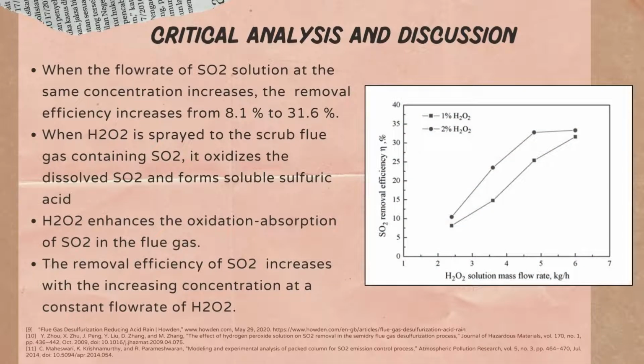From the graph, it can be observed that sulfur dioxide removal efficiency increases with increasing flow rate of hydrogen peroxide solution. This happens because when hydrogen peroxide is sprayed to the flue gas containing sulfur dioxide, it oxidizes the dissolved sulfur dioxide and forms soluble sulfuric acid. Hence, it can be concluded that hydrogen peroxide enhances the oxidation absorption of sulfur dioxide in the flue gas.